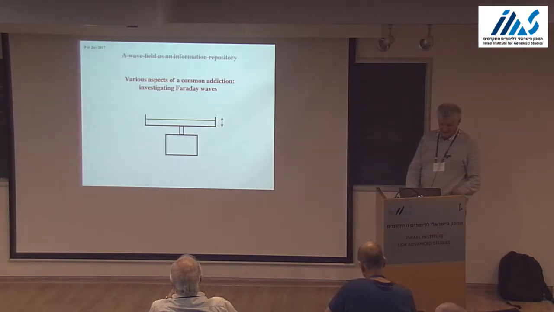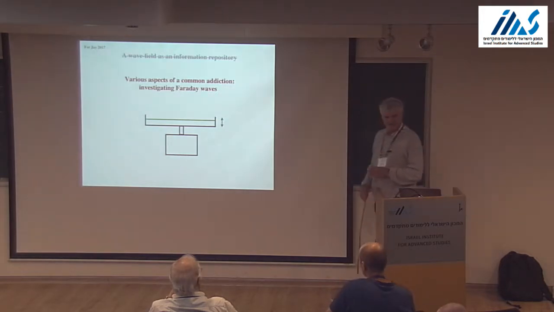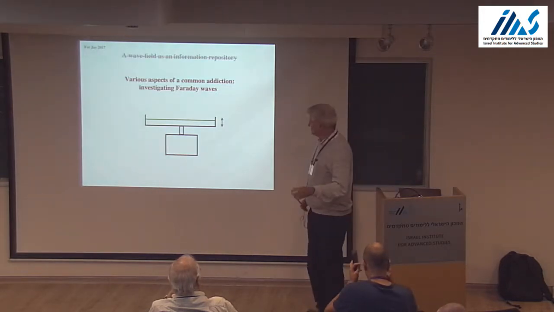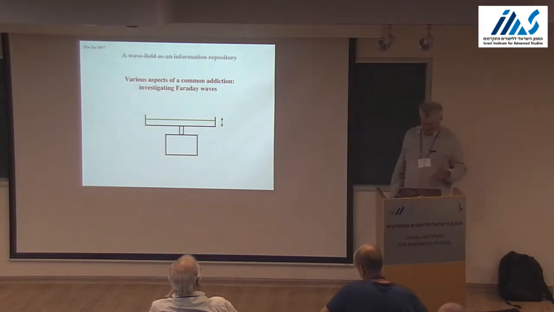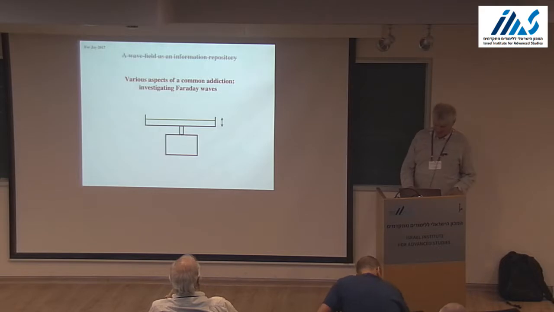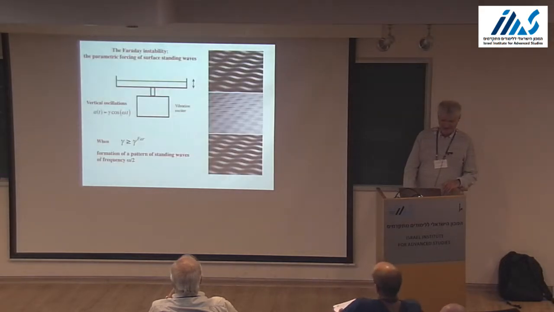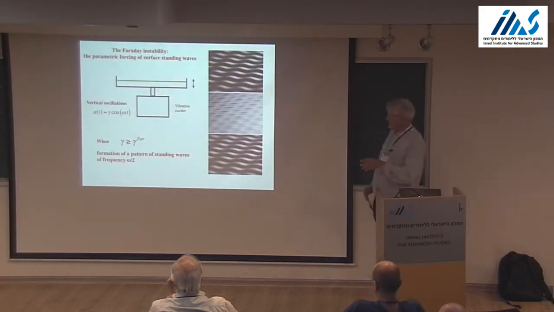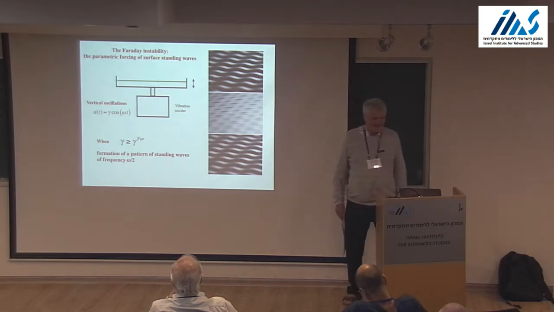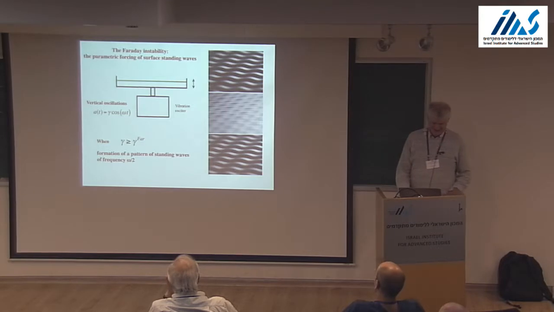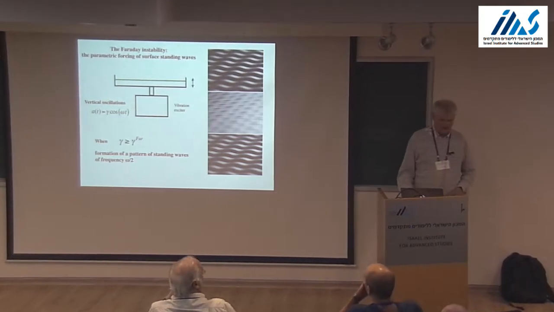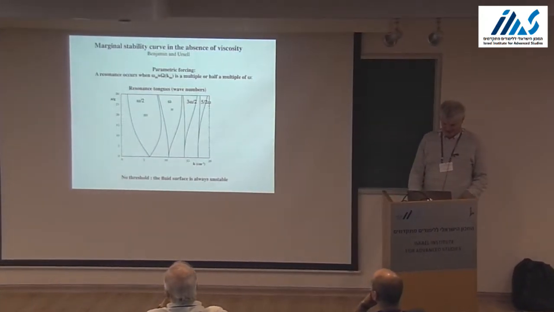Faraday waves are basically a very simple experiment. You have a bath of liquid and you shake it vertically, and the Faraday instability produces surface waves. In general, near the threshold, it gives a sort of square pattern of waves. And if it was only this, it wouldn't be very fun.